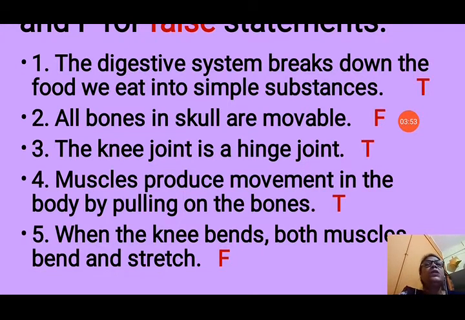Question number 3. The knee joint is a hinge joint. Yes, it is true. We have seen that we can fold our knees in only one direction. A hinge joint is like the hinges of a door. It allows movement in only one direction. So the knee joint is a hinge joint. True. Now question 4. Muscles produce movement in the body by pulling on the bones. Yes, it is true, because muscles contract and become shorter and pull the bones, and this allows the movement of the bones. It is a true statement.